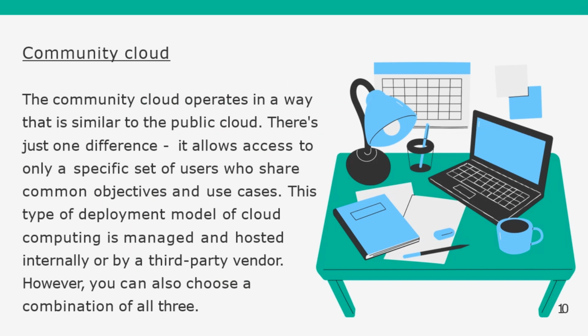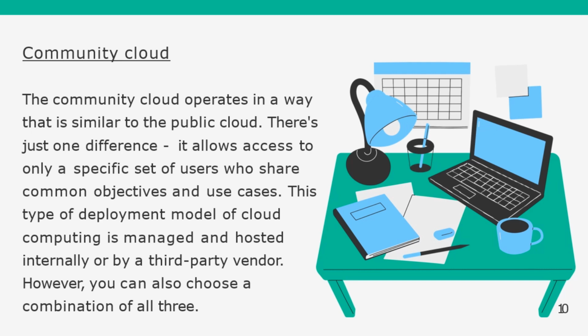The third point is community cloud. The community cloud operates in a way that is similar to the public cloud. There is just one difference. It allows access to only a specific set of users who share common objectives and use cases. This type of deployment model of cloud computing is managed and hosted internally or by a third-party vendor.